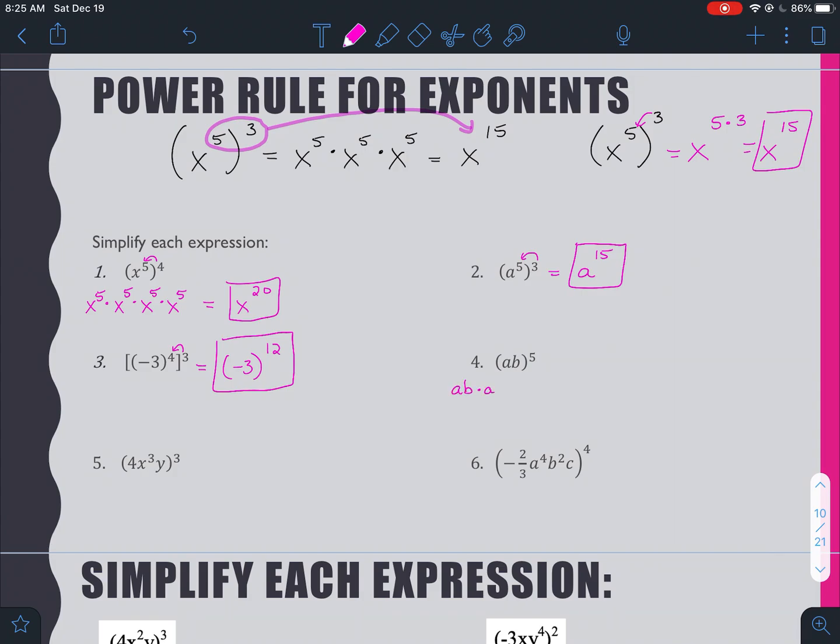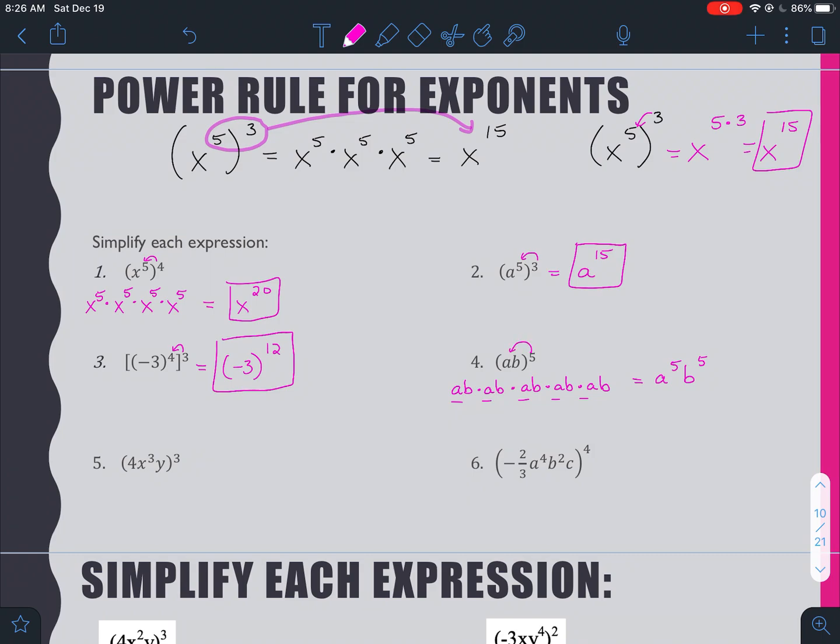AB raised to the fifth power. So again, when in doubt, you could expand it out. So this would be AB times AB times AB times AB times AB. A times A times A times A times A would be a to the fifth. And the same thing, B times B times B times B times B would be b to the fifth.